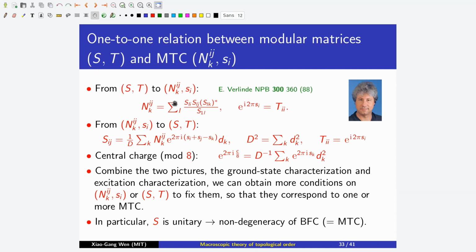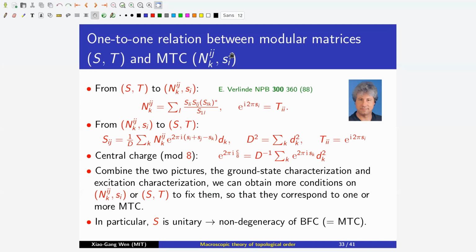Now, with this relation to fusion category, we can say that this ST matrix should be related to N_IJ^K and also S. And then there are a lot of other conditions from this module tensor category point of view. So we can combine these two conditions together to get the condition for everything. And this is what I've been doing in the last 3 years. I wrote a lot of programs to try to build a table for this.